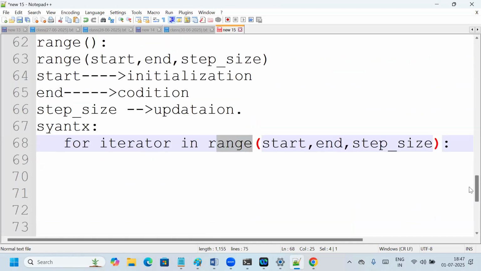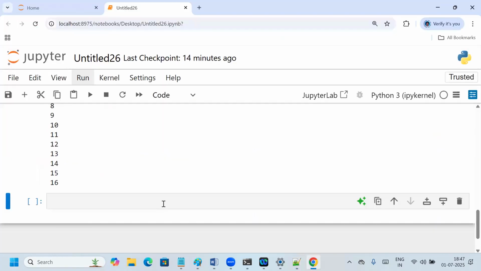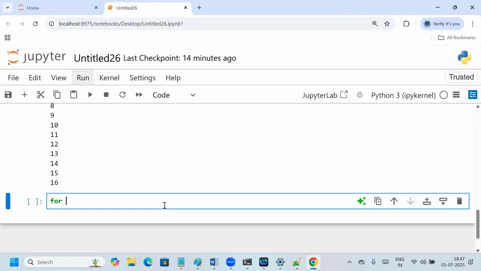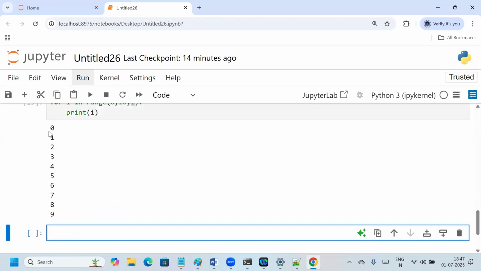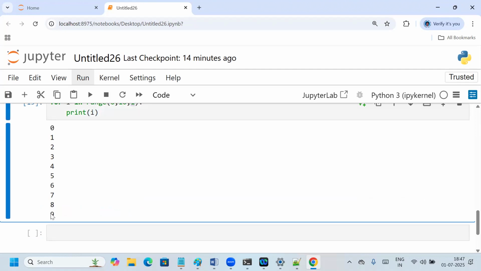Let me show you one simple example so that it will be clear. I'm writing for i in range of 0 to 10, giving step size as 1, and print i. You start from 0, go up to 10, and every time you update the value of i by 1. If I run this, the expected output is 0, 1, 2, 3, 4 up to 9.